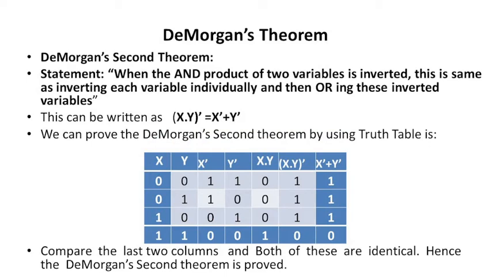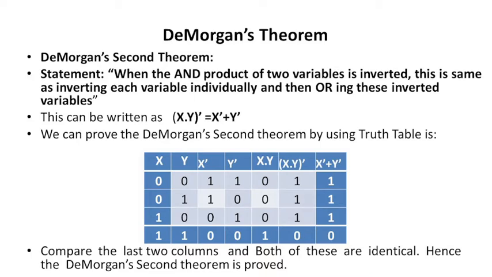Next one, De Morgan's second theorem. So how can we state De Morgan's second theorem? When the AND product of two variables is inverted, this is the same as inverting each variable individually and then ORing these inverted variables. So this can be written as (x dot y) whole bar is equal to x bar plus y bar. We can prove De Morgan's second theorem by the truth table.